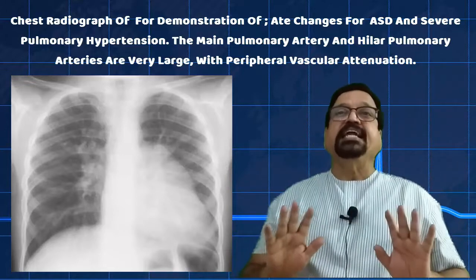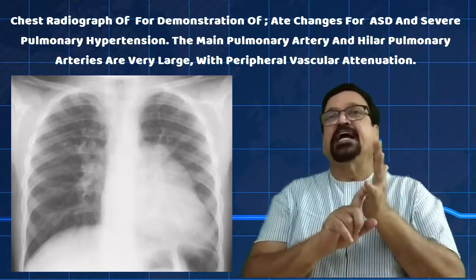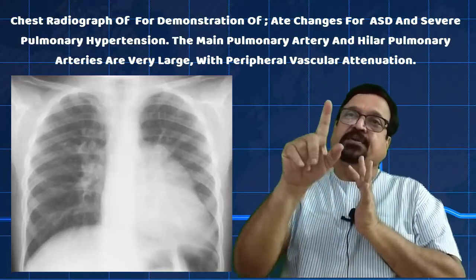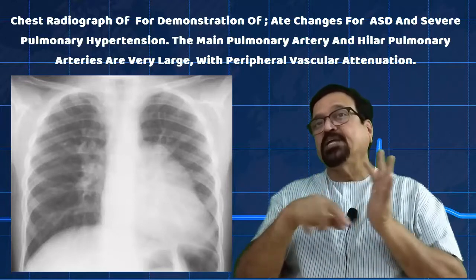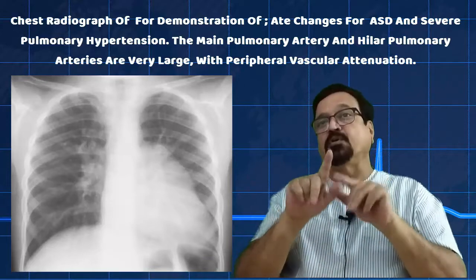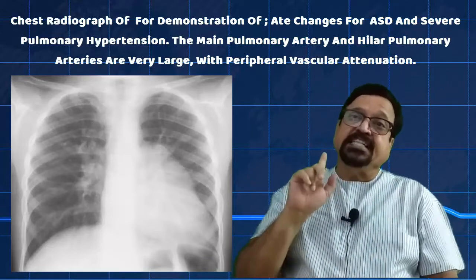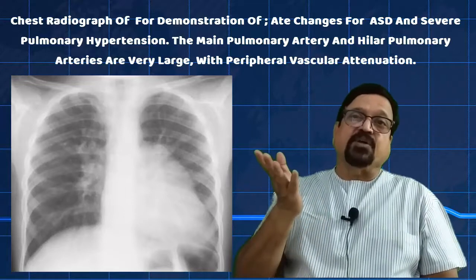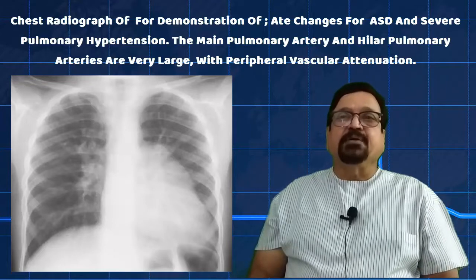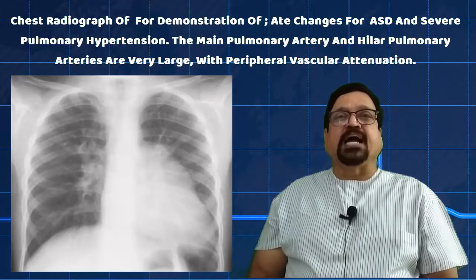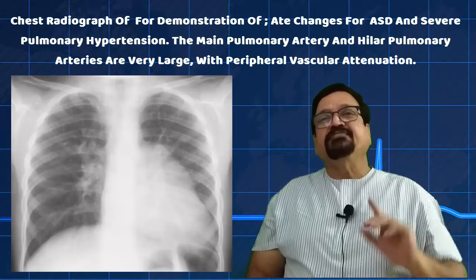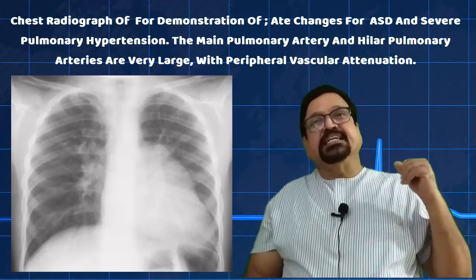Now here what we are finding is there is an enlarged main pulmonary artery, then hypoplastic aorta. Hypoplastic aorta means aorta is receiving less blood. Second is the pulmonary arterial hypertrophy, or it is enlarged, that means pulmonary artery is receiving more blood. Now third, if you see, there is right ventricular dominance. Now after all these things, the changes are because of the ASD and severe pulmonary hypertension. The main pulmonary artery, hilar pulmonary arteries are also large with peripheral vascular distribution.